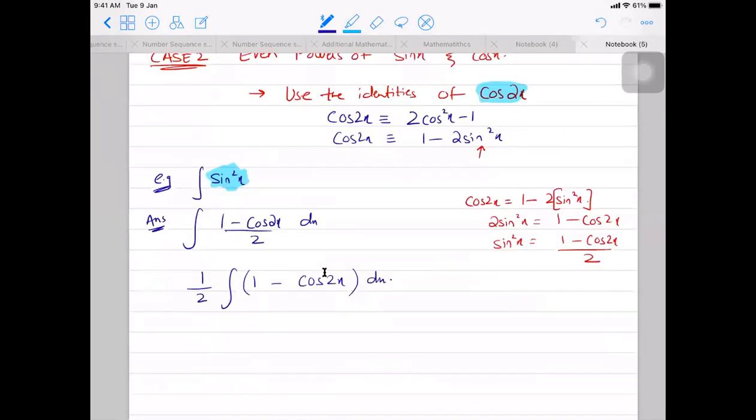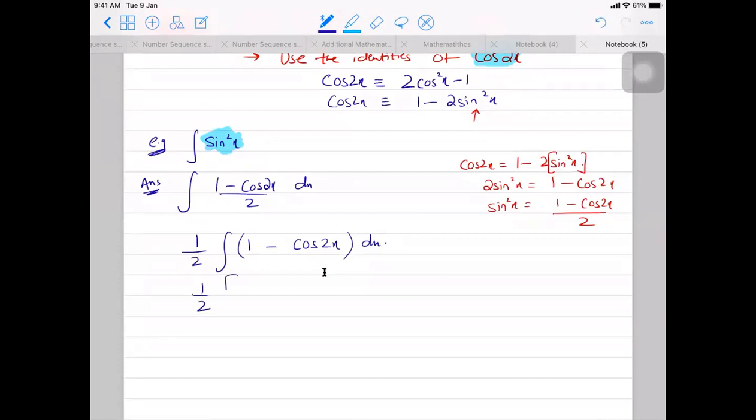Now this is simple to integrate. Integration of 1 is x, minus the integration of cos 2x. Now recall, what is the integration of cos? Is it minus sign or plus sign? Plus sign. So the integration of cos 2x is going to be sine 2x over 2.